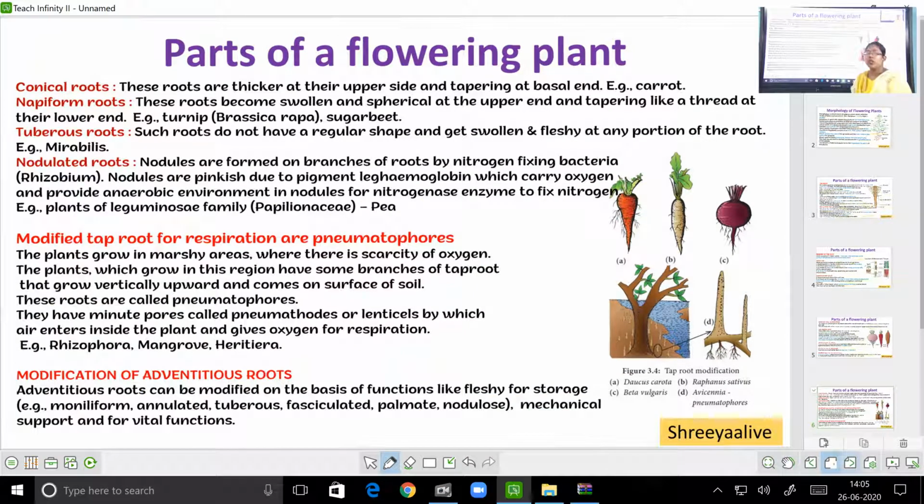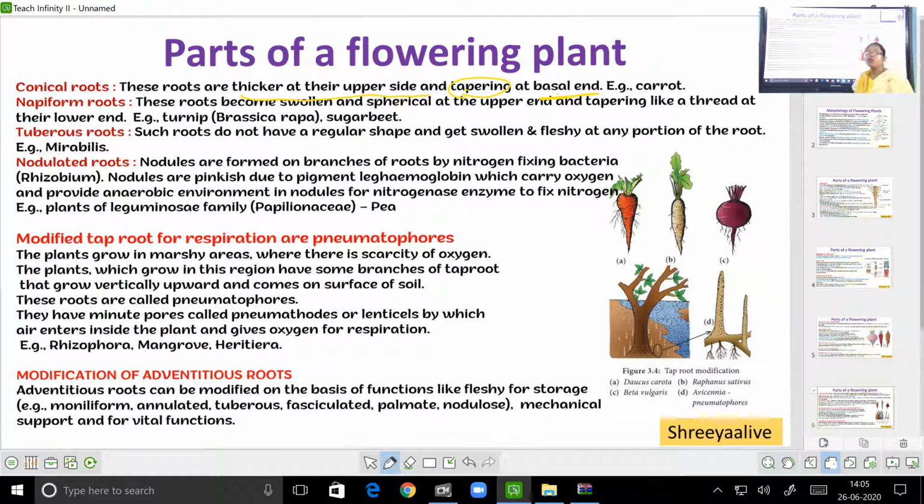Next is conical root. In this type, roots are thicker at the upper side and tapering at the basal end, and these types of roots are called conical roots. Example, carrot.